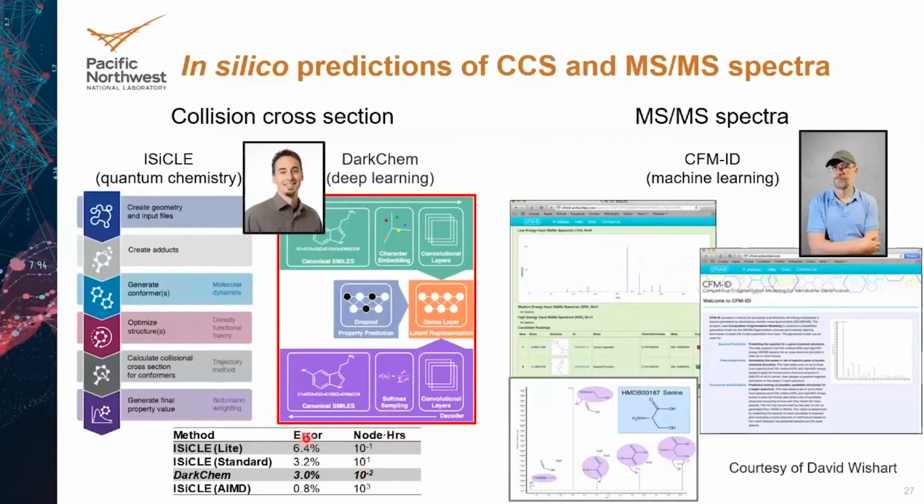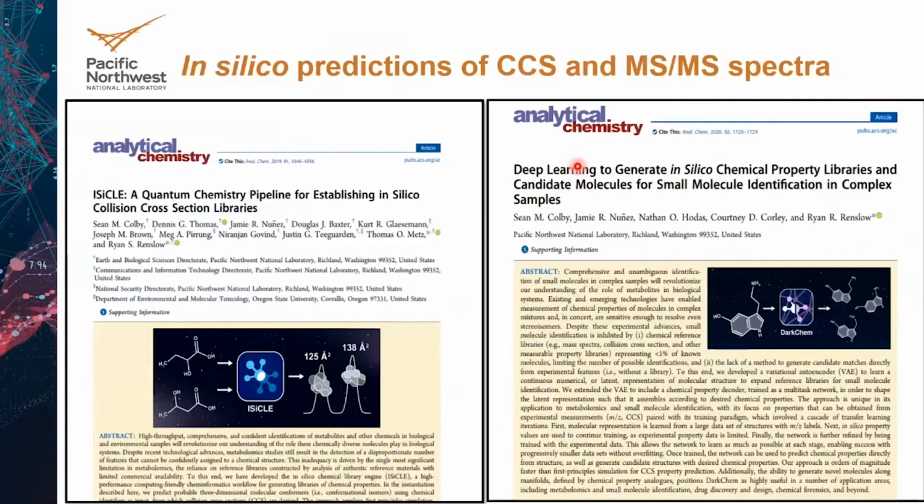So if you can get by with less error, then you can generate predictions relatively quickly. If you want really, really accurate predictions, then you're going to pay for it in terms of computational time. And these are node hours on the supercomputer here at PNNL. We're also collaborating with Dave Wishart at the University of Alberta on this project, and Dave is lending his expertise in MS spectral prediction through the CFM-ID algorithm. Both of these CCS prediction tools have been published.